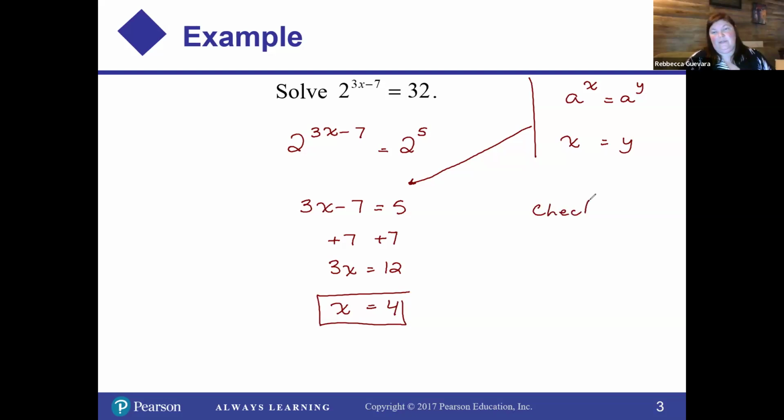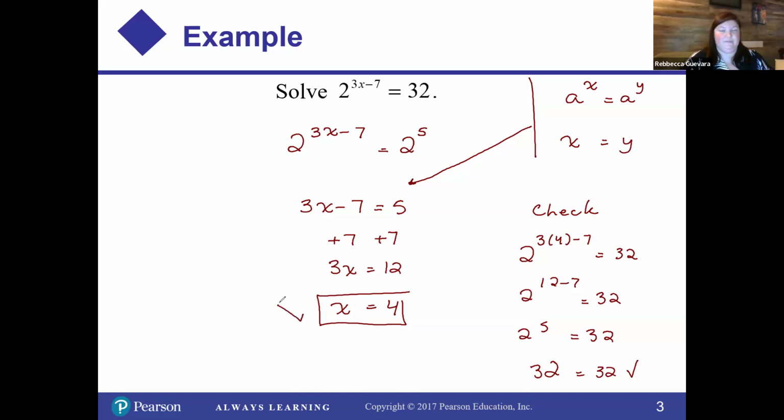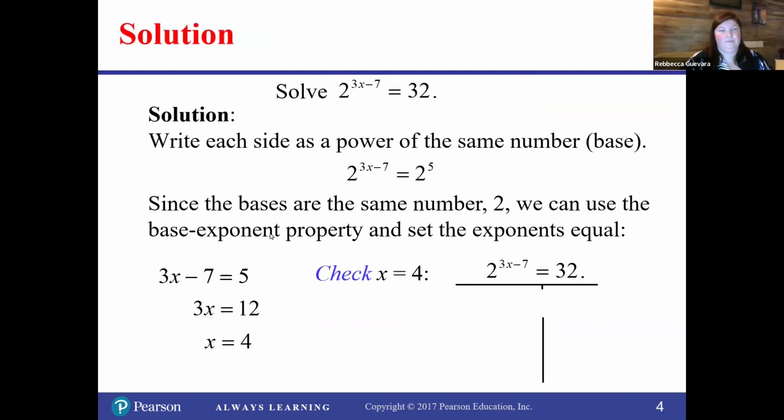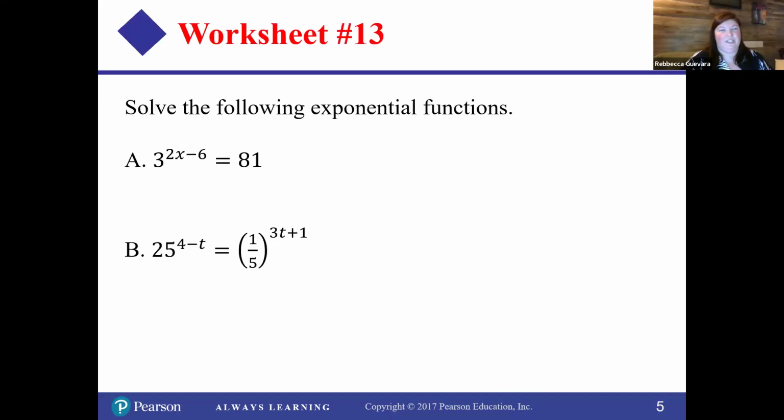And don't forget, it's beneficial to check. So if x is actually 4, we would have 2 to the 3 times 4 minus 7, and we want to see if it equals 32. Well, that's 12 minus 7, which is 2 to the 5th, which is going to be, yes, we get 32 equals 32, so it checks out. This is the correct answer. All right, and that's just going through it and checking.